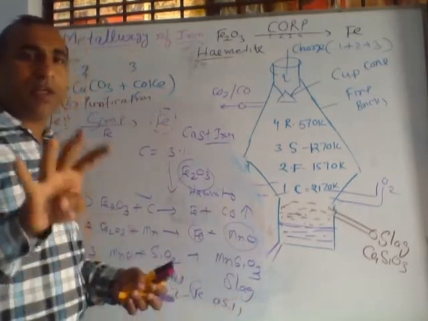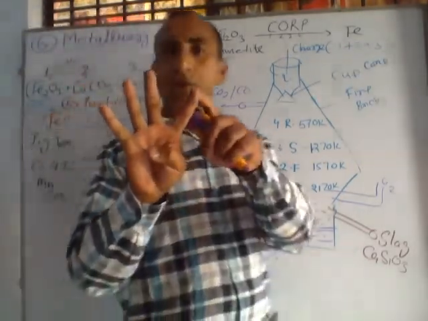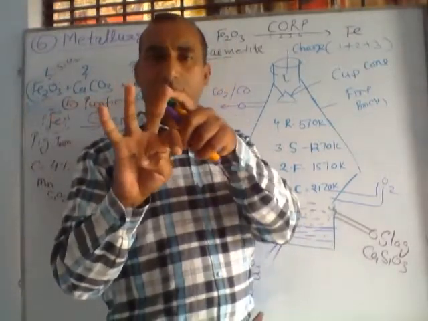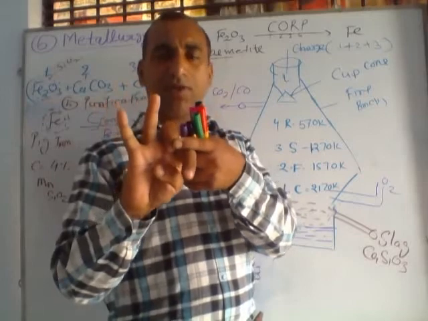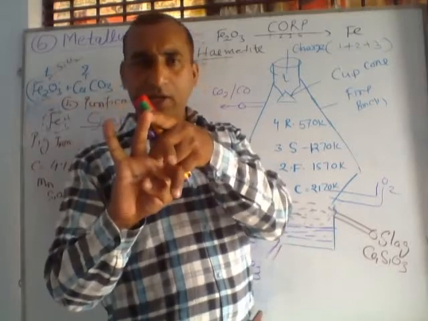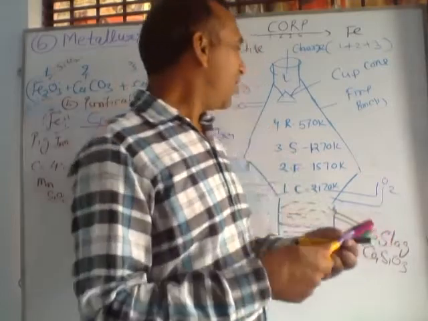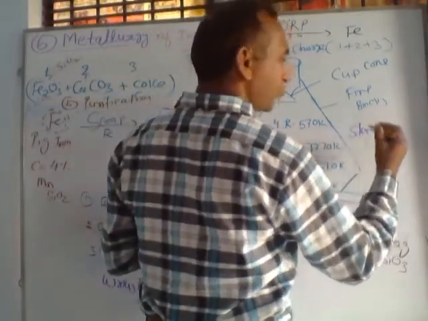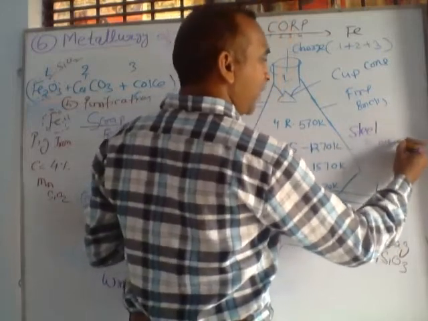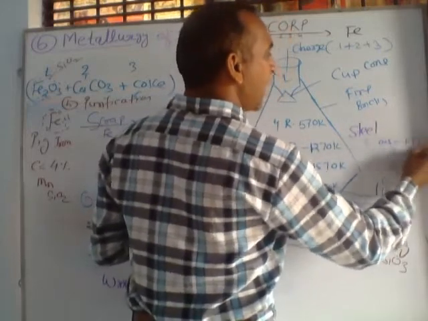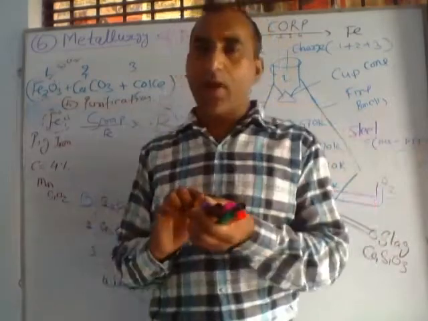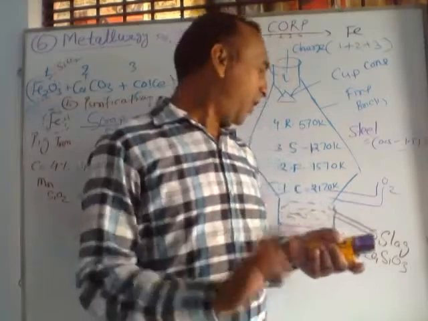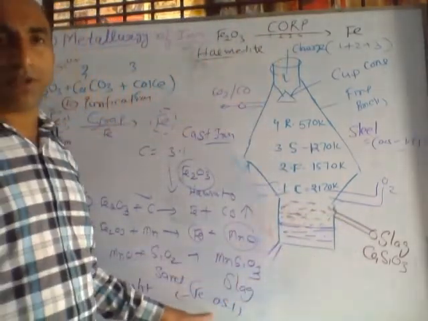So iron is basically 4 types. Pig iron, 4% carbon, cast iron approximately 3%, steel iron, in steel iron actually 0.5% to 1.5% carbon is present maximum. And last is wrought iron. Wrought iron is the purest form and has a less amount of carbon percentage.